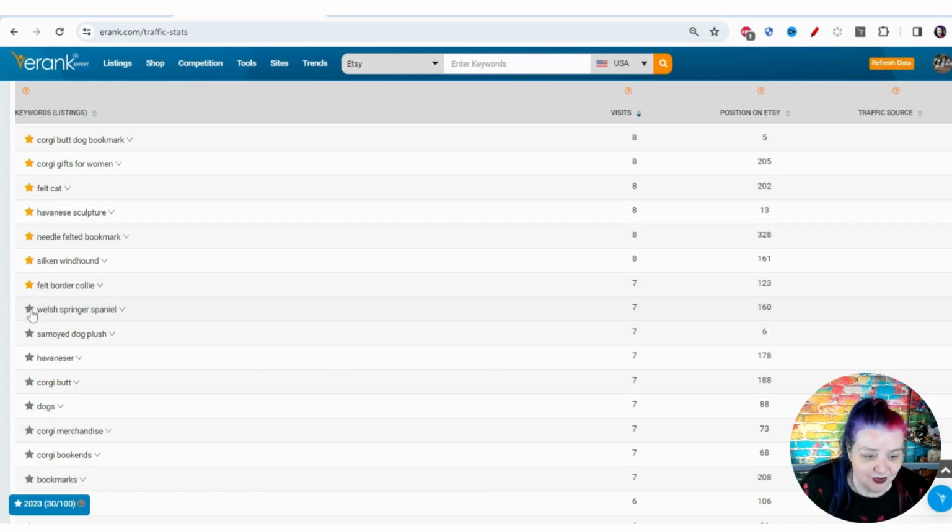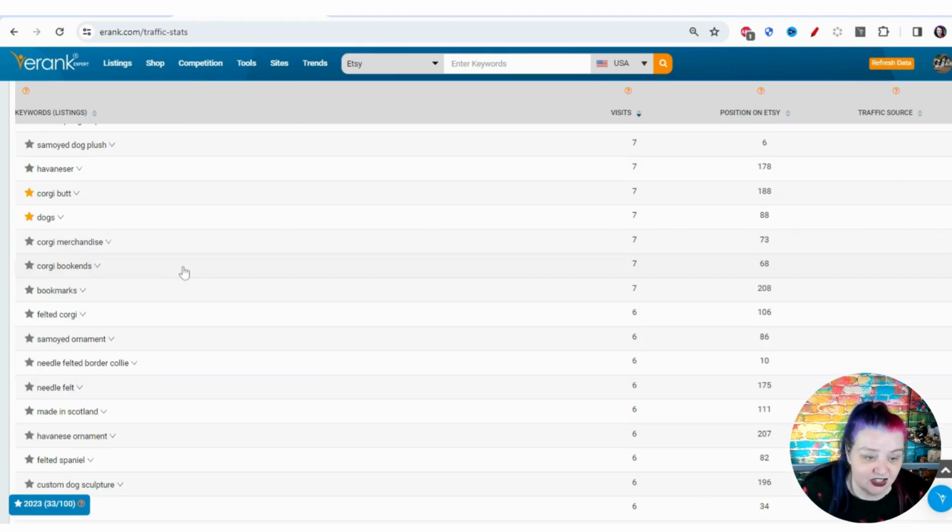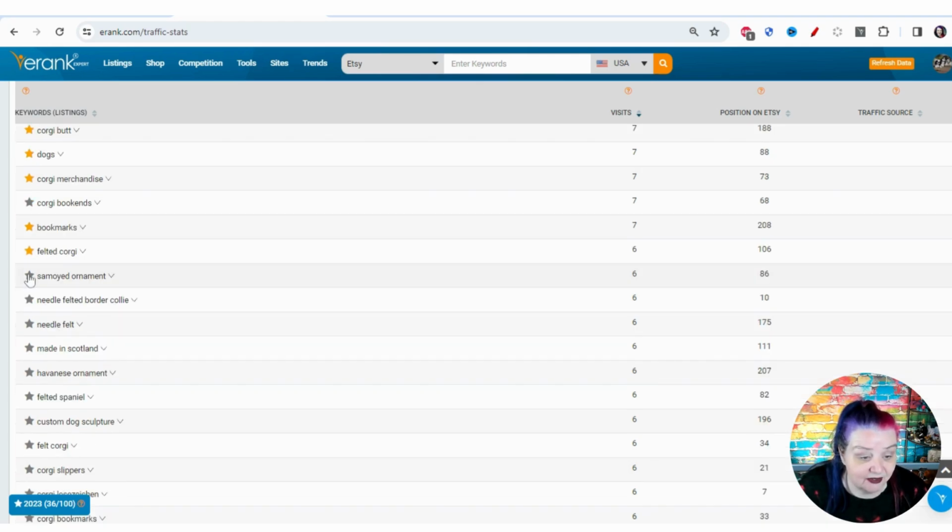Oh, Welsh Springer Spaniel, Welshie. I've made them in the past. That's spelt wrong, Ebenezer. Corgi butt. Dogs. That's a weird one that I'm ranking so high. Corgi merchandise. Never thought of that. Corgi bookhands isn't what I make, so I'm not going to take that. But bookmarks, felted corgi, and literally just go through and pick everything slightly relevant.